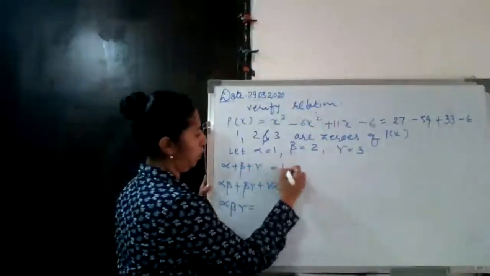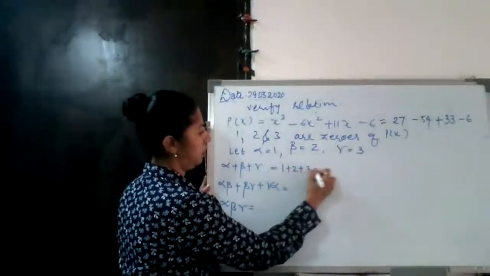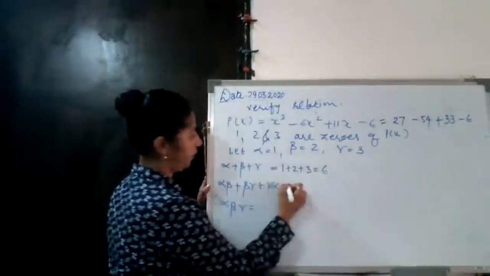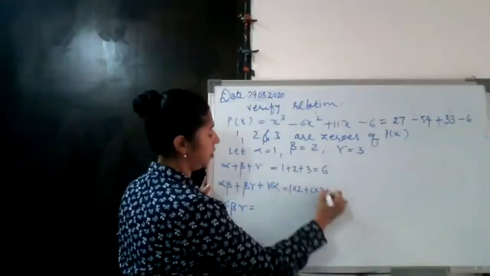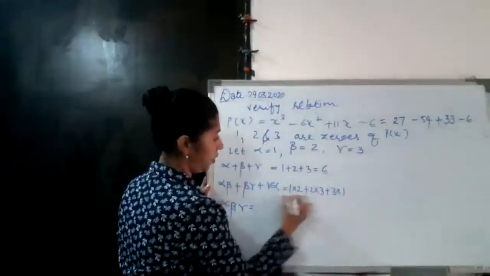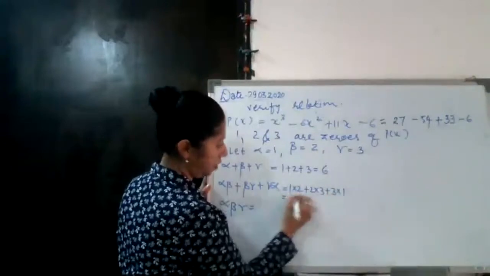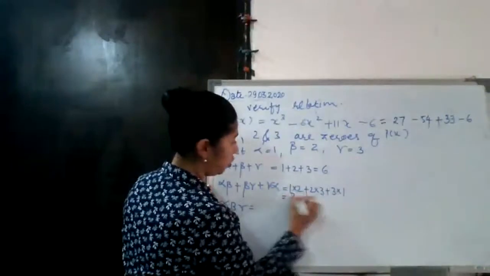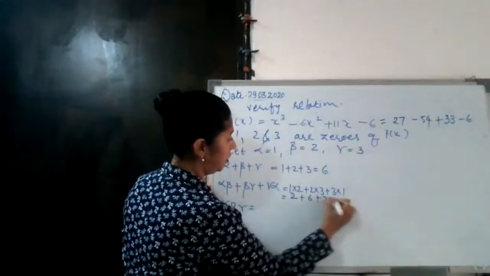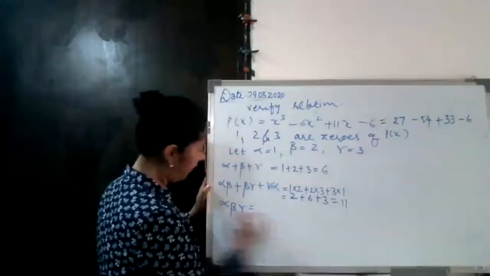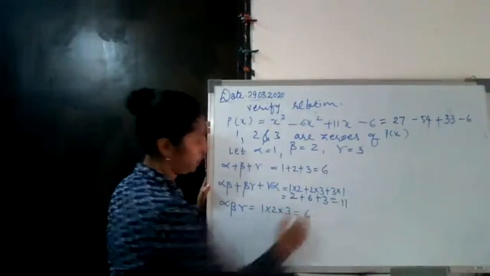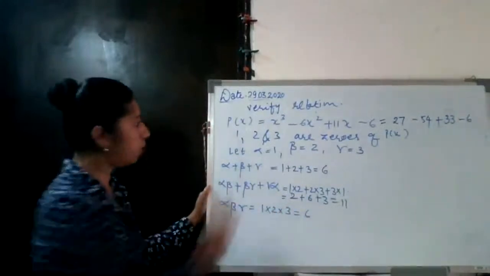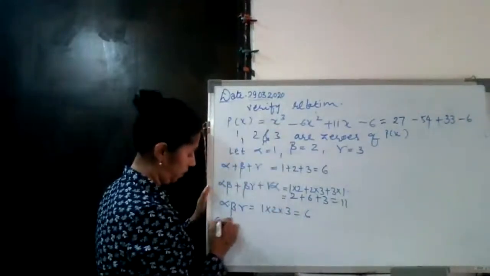It's very simple. 1 plus 2 plus 3, so 6. 1 into 2 plus 2 into 3 plus 3 into 1, so it is 2 plus 6 plus 3, so 11. And the last one is 1 into 2 into 3, so 6. Okay, and now comparing with the general form.